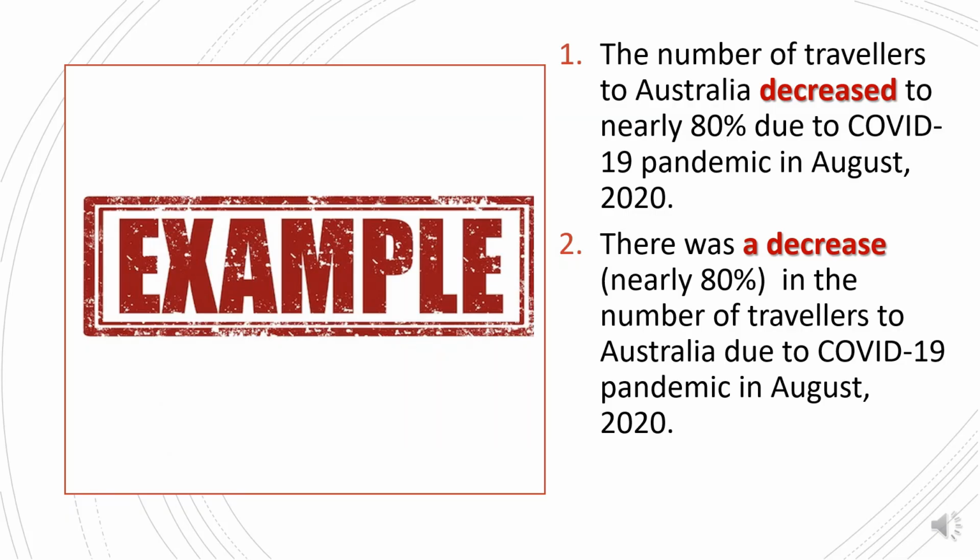Let's look at the example now. For number 1, the number of travelers to Australia decreased to nearly 80% due to COVID-19 pandemic in August 2020. So the verb which I use is decreased. Then if I want to change it to a noun, you can write it this way: there was a decrease (nearly 80%) in the number of travelers to Australia due to COVID-19 pandemic in August 2020.